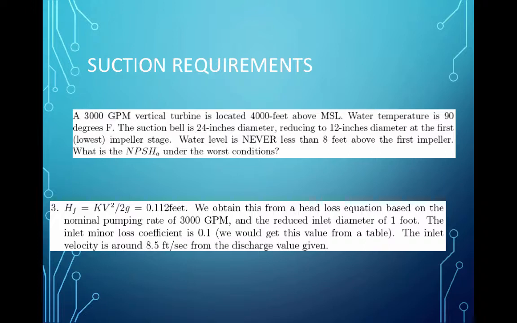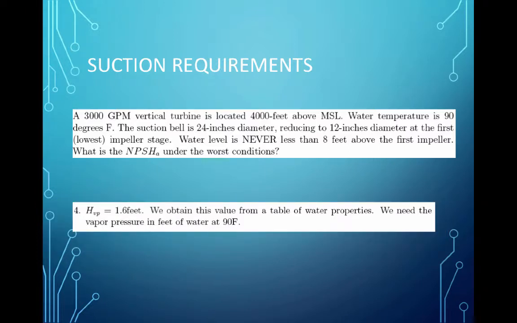We look up the minor loss coefficient in a table of loss coefficients for transitions, and the inlet velocity comes out to be around 8.5 feet per second from the discharge value given. That's on the higher side for velocity, but not unheard of. So we have about 1/10 of a foot of head loss from friction. Then the vapor pressure of water, we look that up in a table of water properties, and we want to find the vapor pressure of water at 90 degrees Fahrenheit, and it turns out that that's 1.6 feet of head, expressed as feet of head.